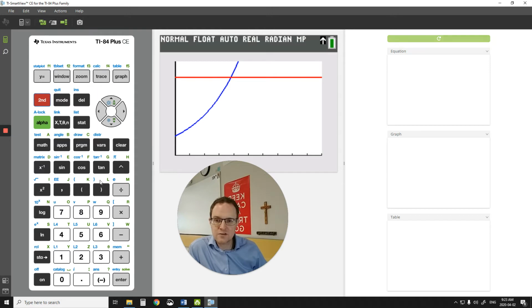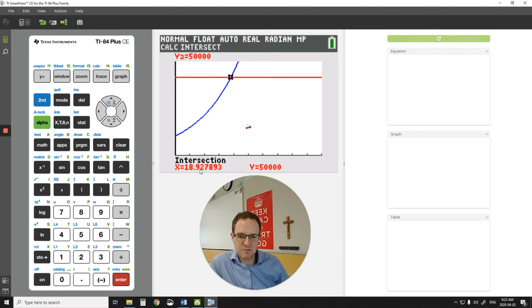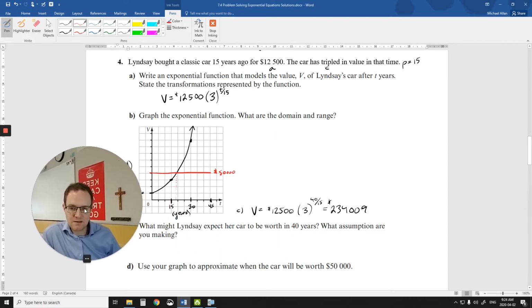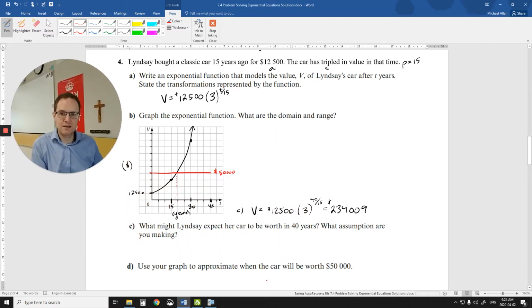So second trace, number 5, intersect, enter, enter, enter. So about 18.9. So like I said, approximately 19. So 18.9 years. Let me just put that on the bottom here.